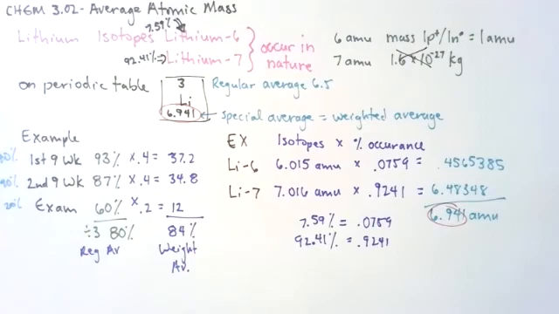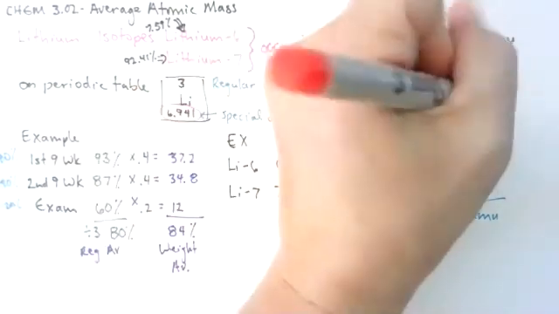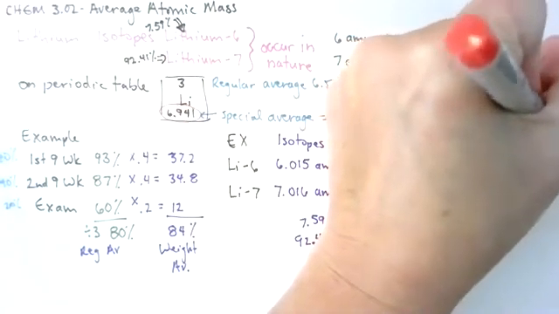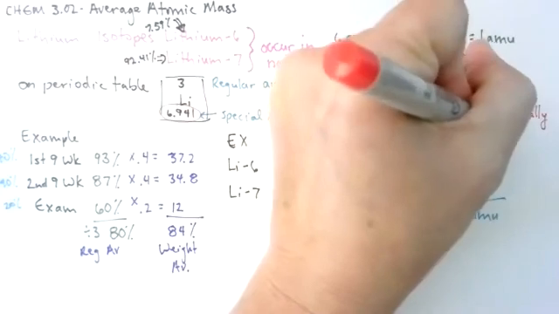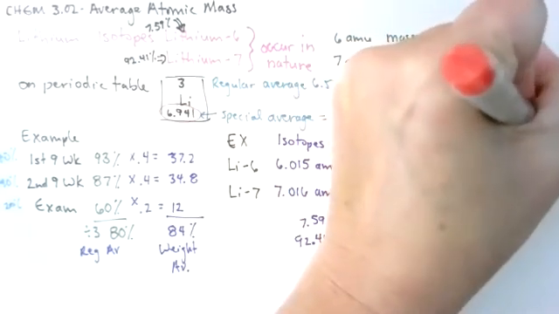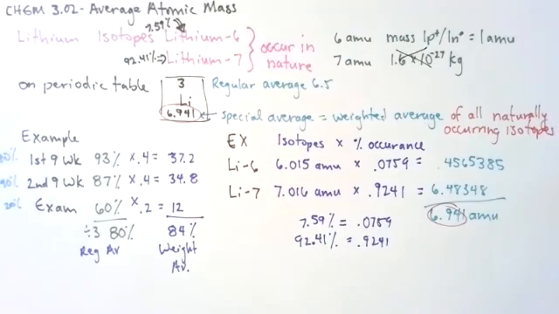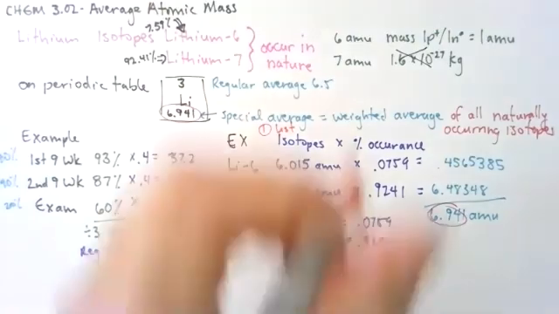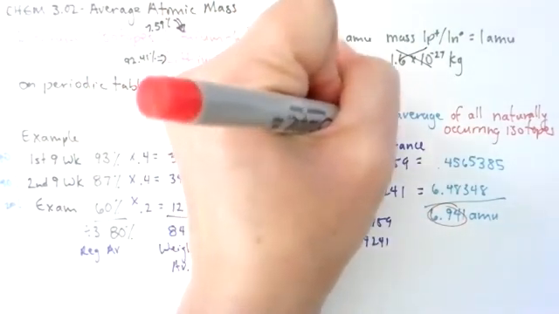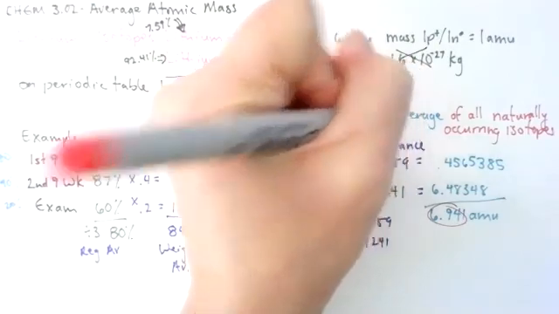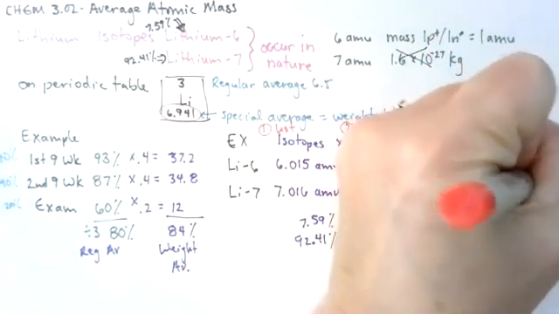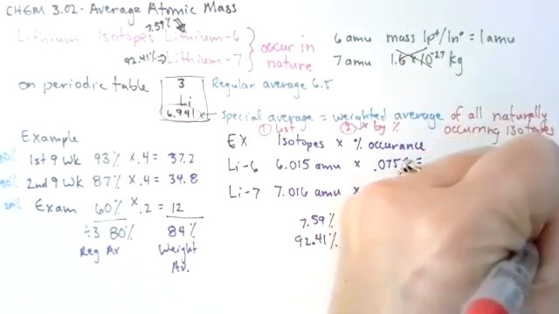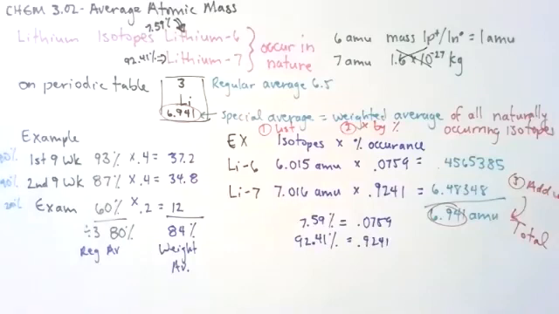So let's go back and recap. The periodic table is a weighted average of all naturally occurring isotopes. And to do this, the first thing I do is list my isotopes. The second thing I do is multiply by percent in decimal form. The third thing I'm going to do is add up, and then that gives me my total, which is what we see on the periodic table.